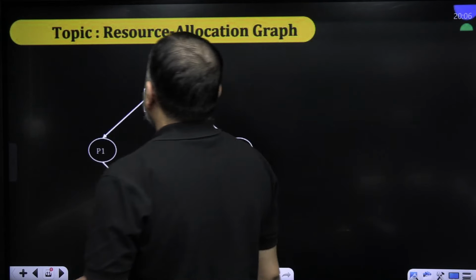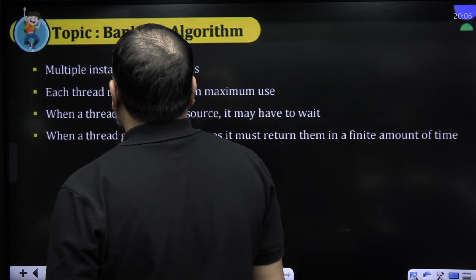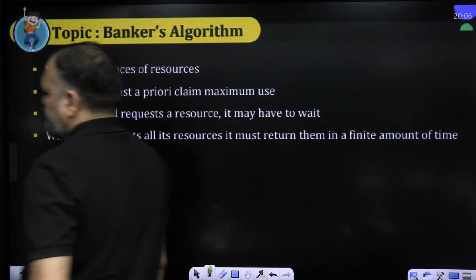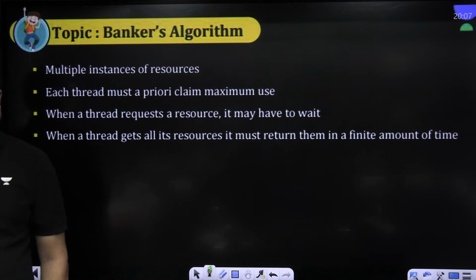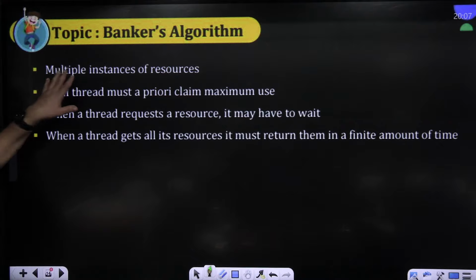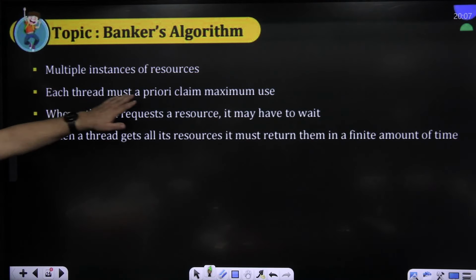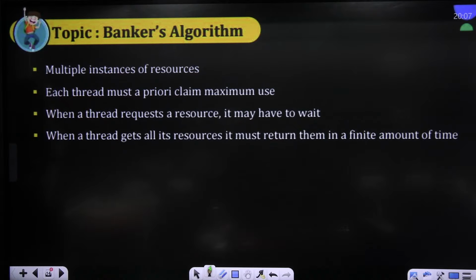So boys and girls, we will go to banker's algorithm directly by way of taking an example. सुनिएगा, it is basically for multiple instances of resource. Every process or every thread must have a priori claim maximum use. When a thread requests a resource, it may have to wait. When a thread gets all its resources, it must return them in a finite amount of time. These are the important highlights of banker's algorithm.